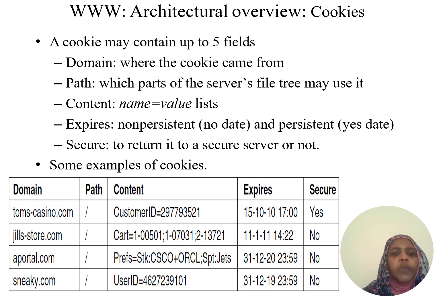Some examples here are tomscasino.com, path slash, contains customer ID, and it has a secure connection. Here, the customer's ID is saved because when the customer returns to the casino, the database can remember the customer's preferences, favorite games, and habits in gambling. The next one is for a store where the cart number is saved, so the customer can go back to his or her cart and know what items are there. The next one is for a portal, and it registers the preferences of the user. The next one is for saving users' IDs for future logins.